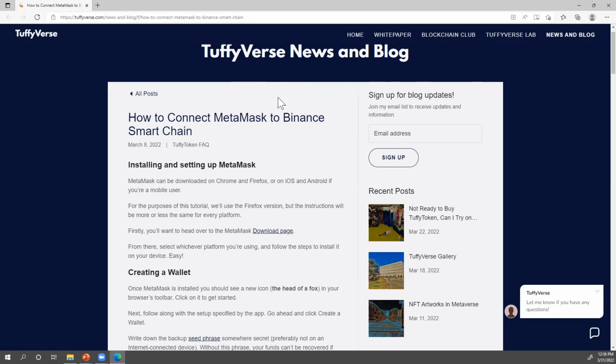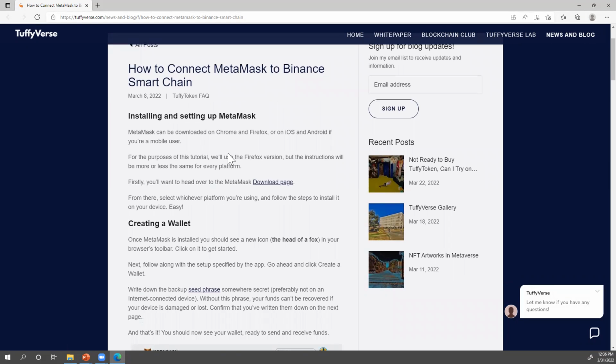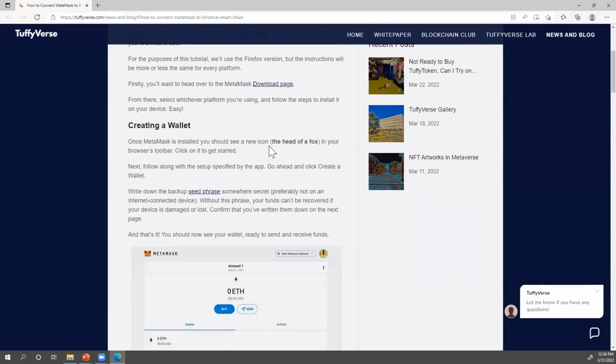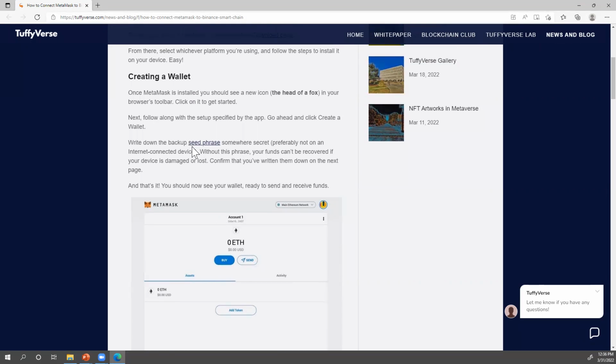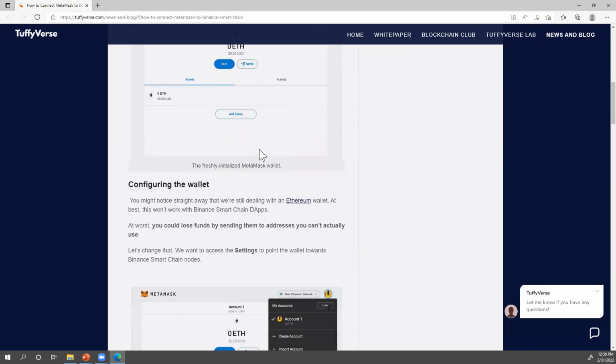Let's talk about how to connect MetaMask to Binance BSC first. The first thing, we still need to install and set up MetaMask. We have done all of this in the previous classes: download, create a wallet, something like that. You will see Ether in your wallet. Remember to write down the seed phrase. We have all done this.